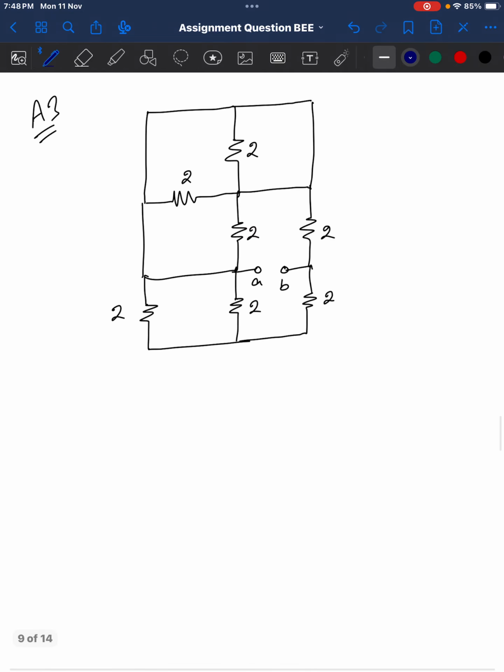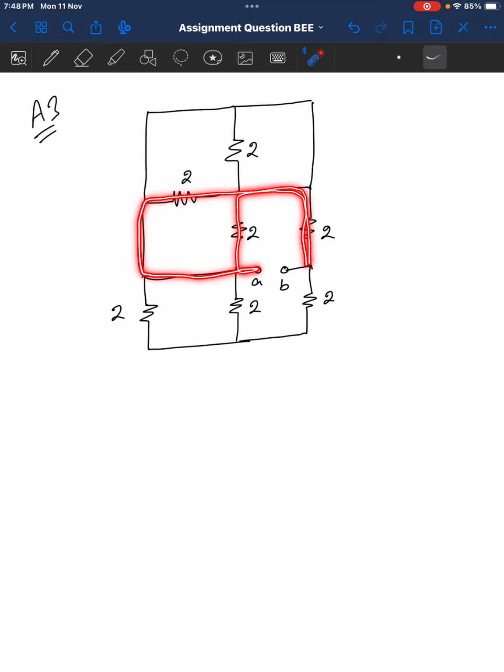Next we have a problem like this, and here you have got a lot of short circuits. See, where is AB? AB is mentioned over here. So what are the parallel paths? These are the parallel paths over here. We can move in this way and also in this way.